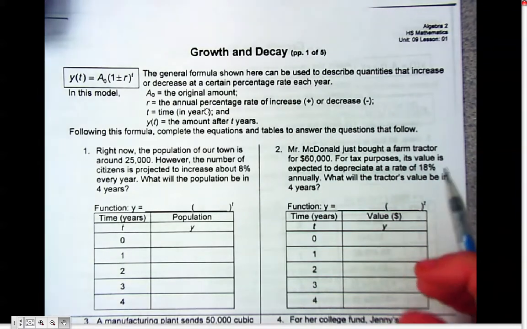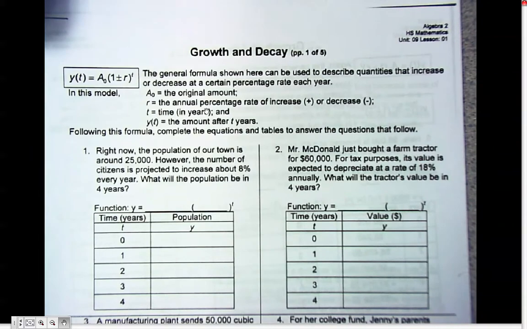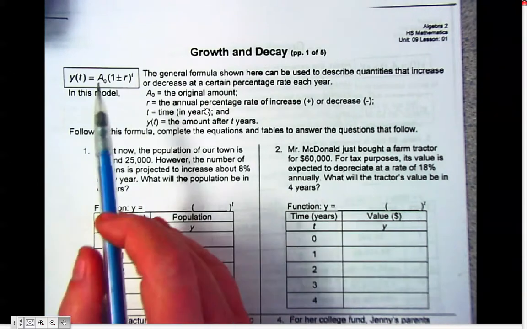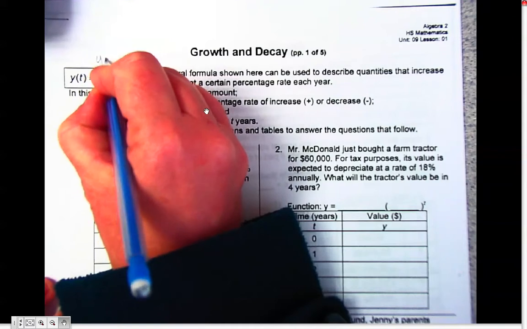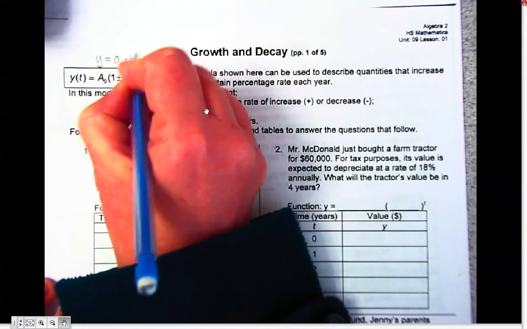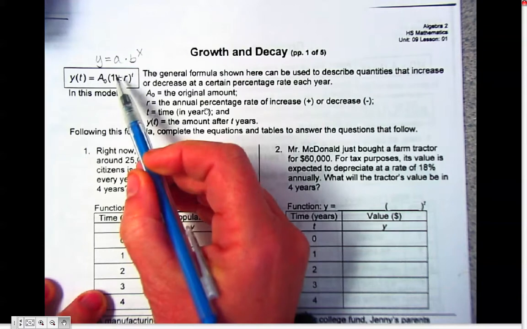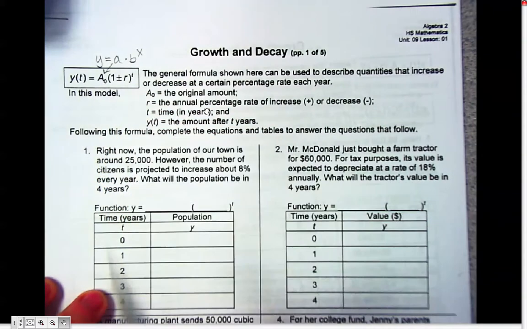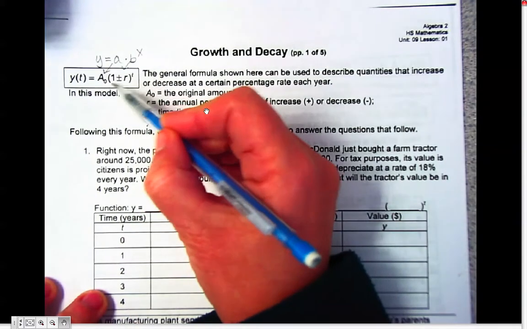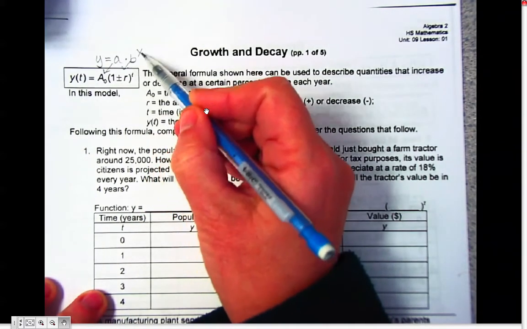Okay, this lesson is about growth and decay, and we just did a paper on money where we had some money that was growing, and then we also had the value of a car that was decaying. And this is similar to the formula that we used. The formula we used was y equals a times b to the x. And a, in this case, is the same as this big A, and b is the same as what's inside the parentheses, and the x and the t are the same.